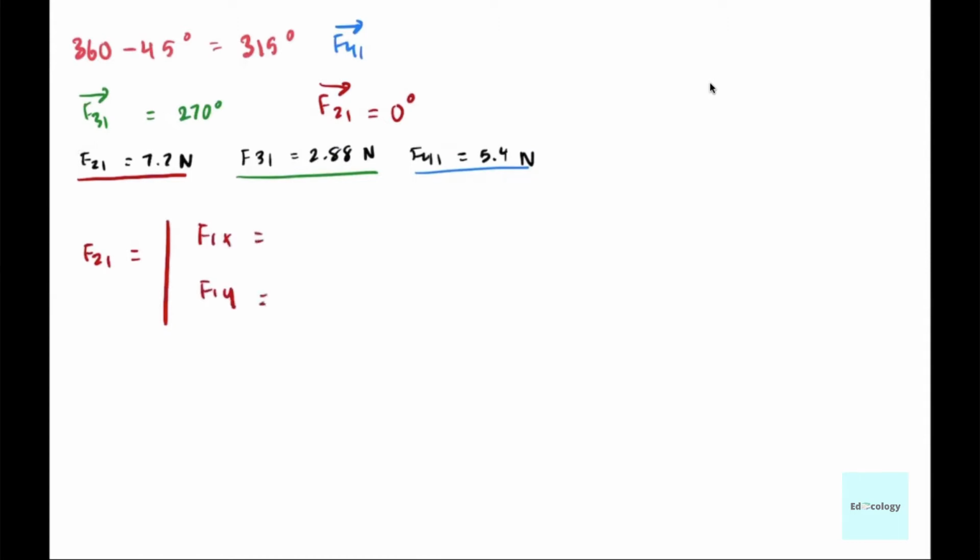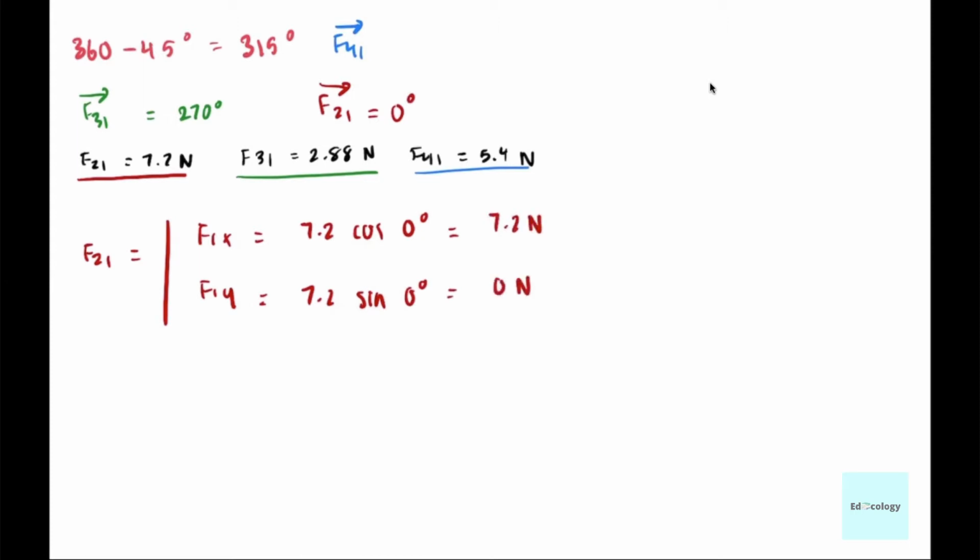F1x is basically the magnitude of F21, which is 7.2. And for x, you use cosine and then the angle, which is 0. Here for y, you use sine and the angle is 0 again. And if you use the calculator, you will get this as 7.2 and this as 0.